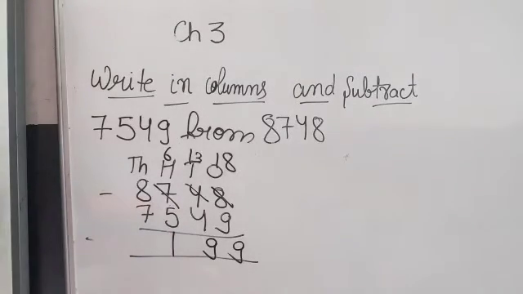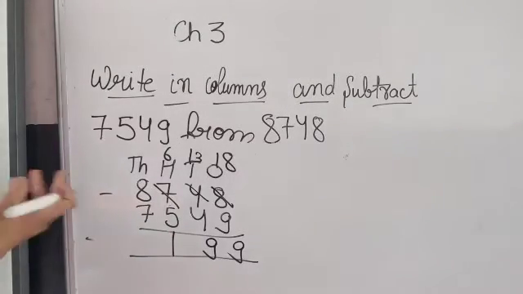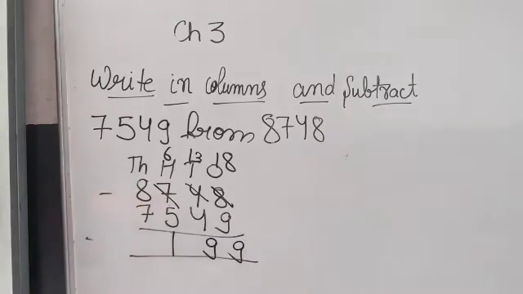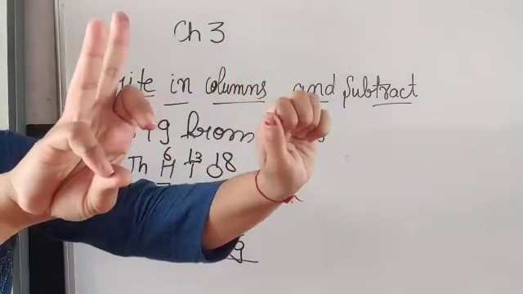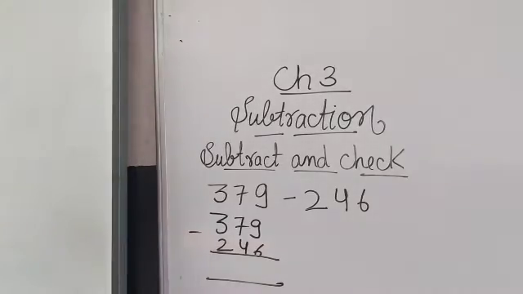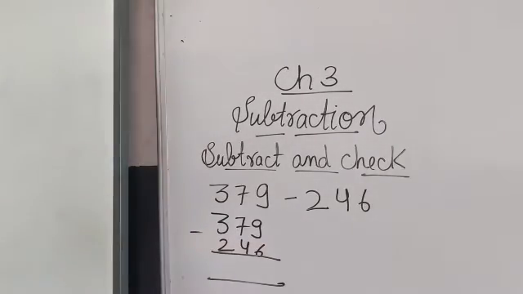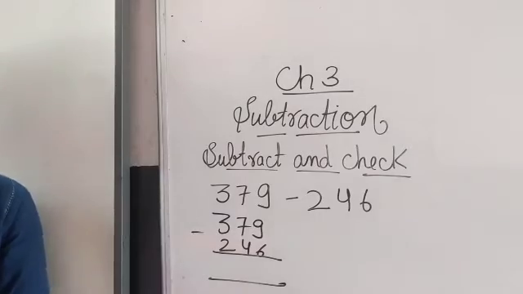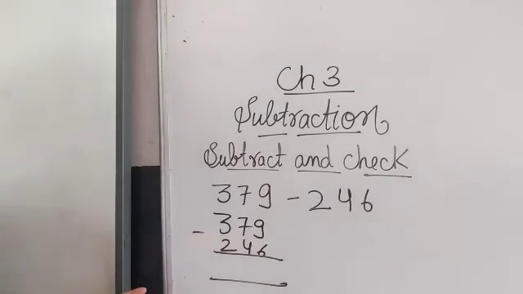Now, can anybody tell me what we are going to do? Yes, simply 8 minus 7. 8 minus 7, it's 1. Okay? Clear? So moving to practice time 3. In practice time 3 there are 2 topics: subtract and check, and then fill in the blanks, which is based on properties of subtraction.